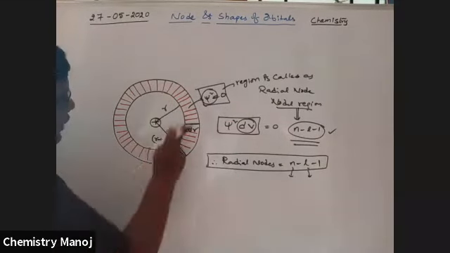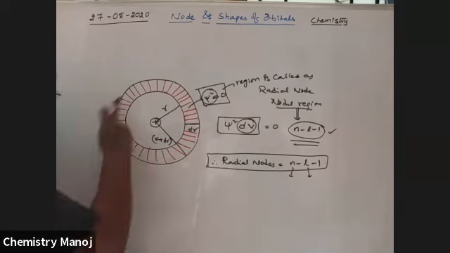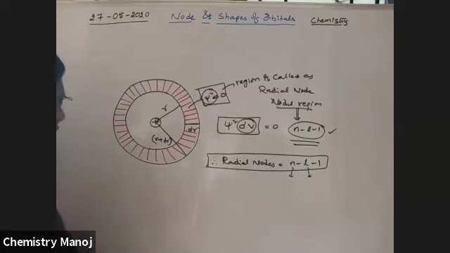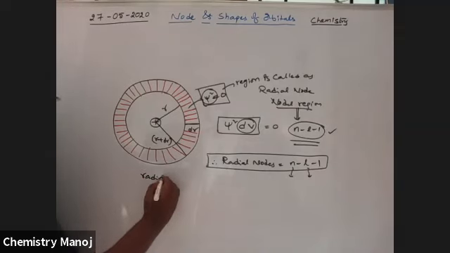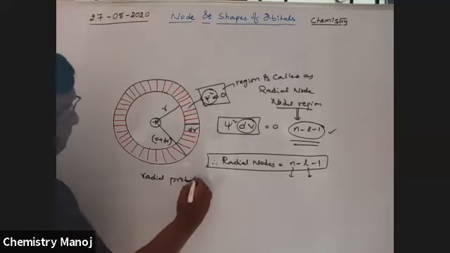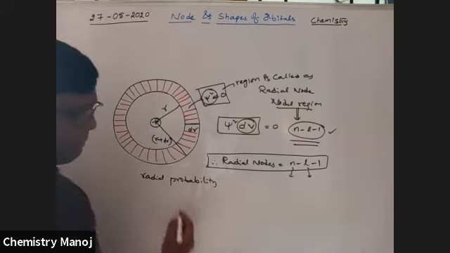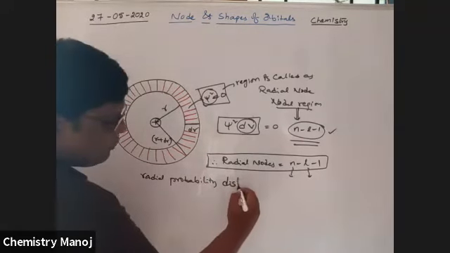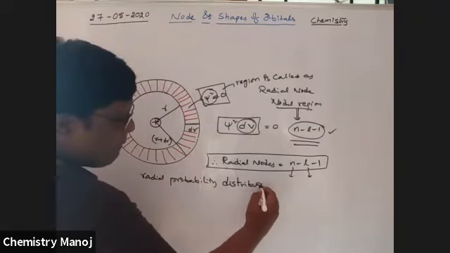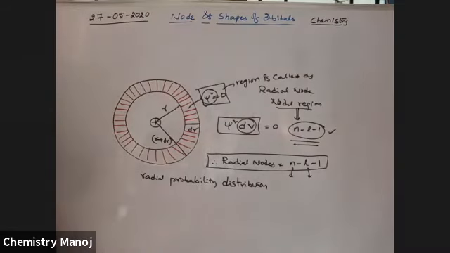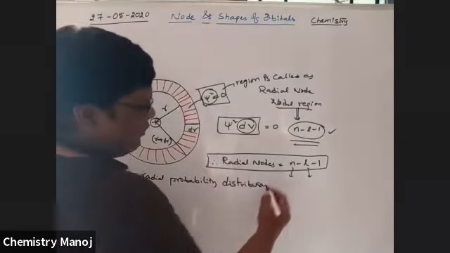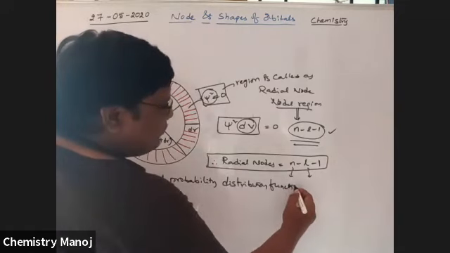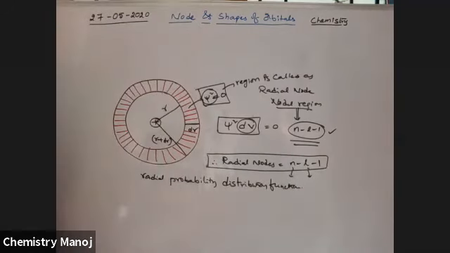Now I am going to find out the probability of finding an electron in this particular region. That is called the radial probability distribution. The function which is taken is the radial probability distribution function.